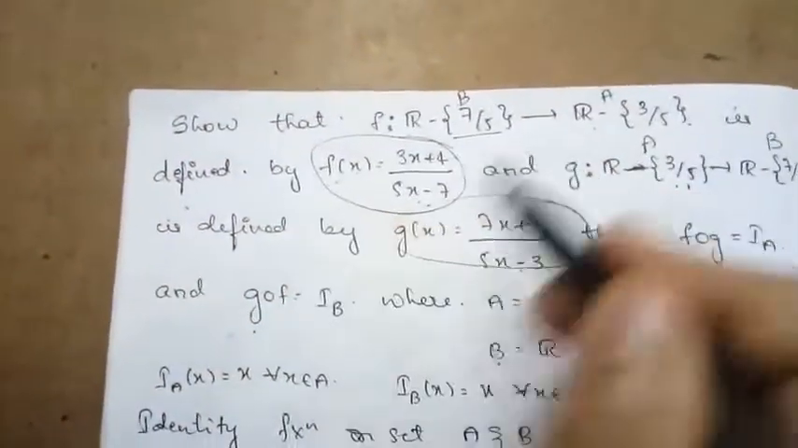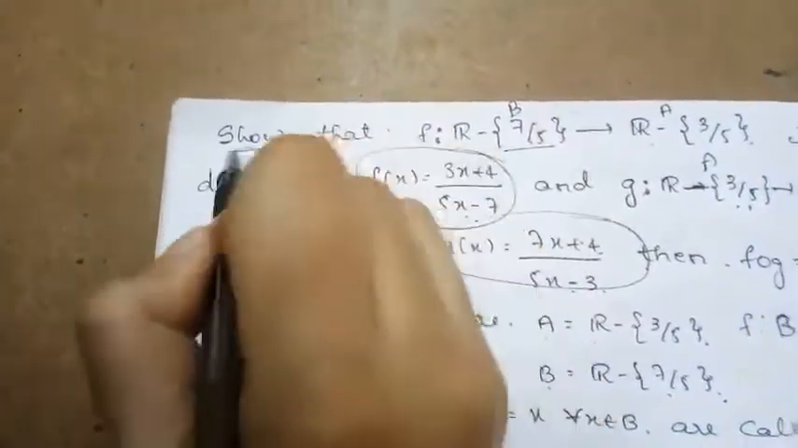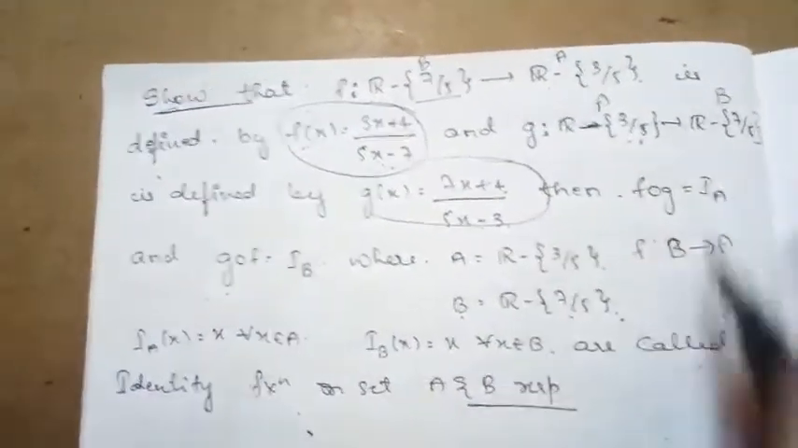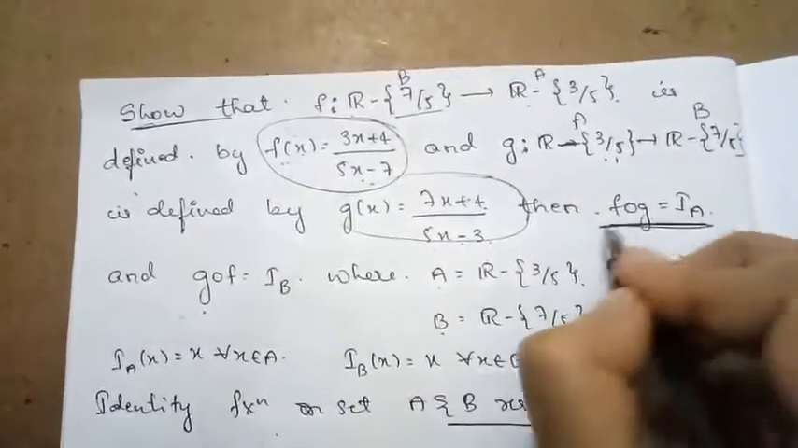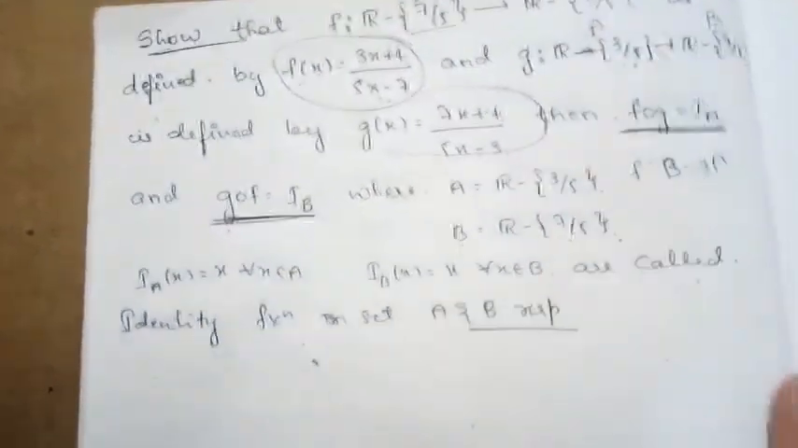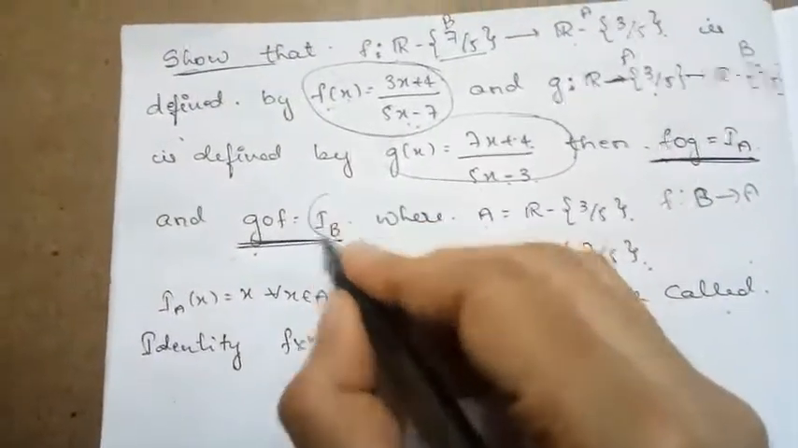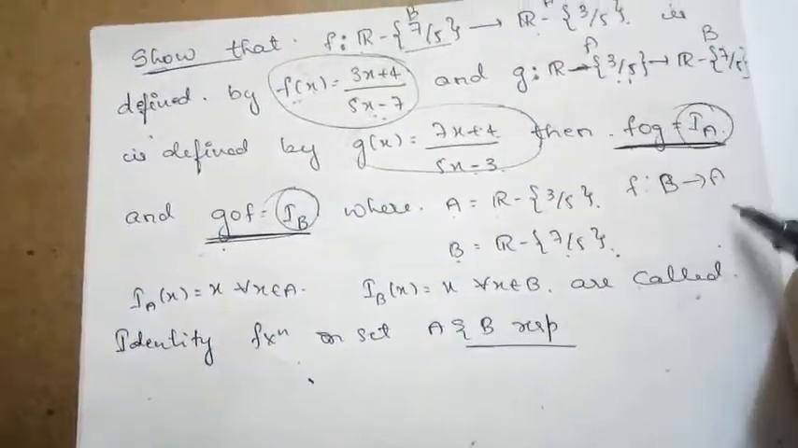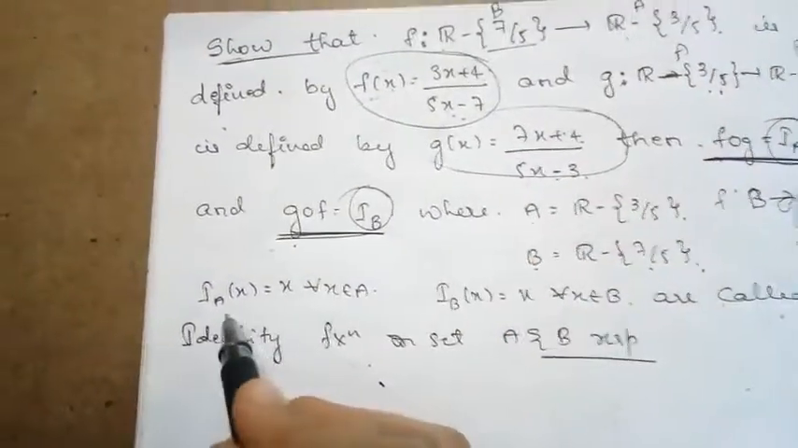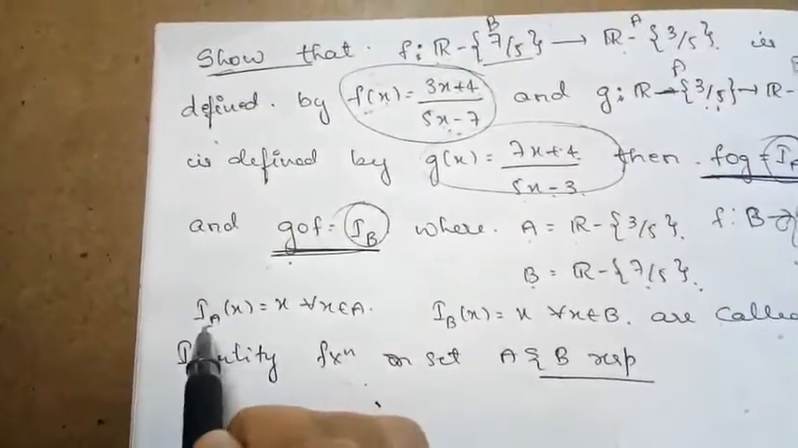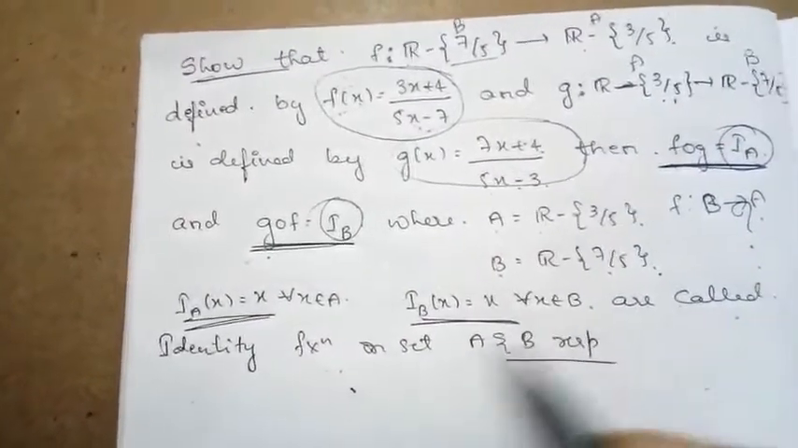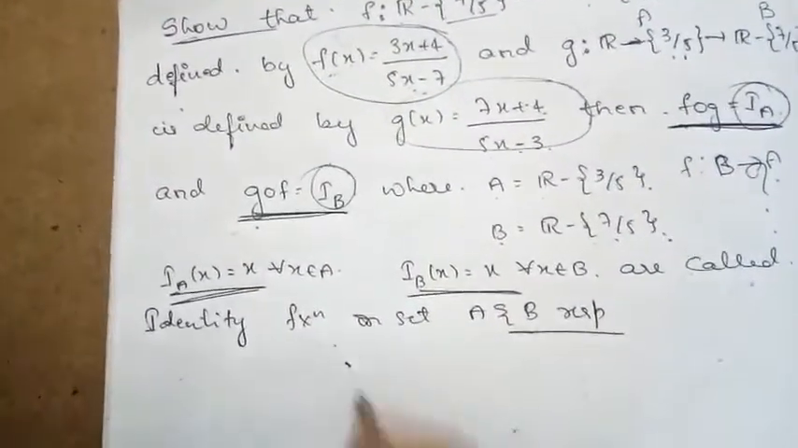So what we need to show in this question is that fog is equal to IA and gof is equal to IB. Looking into IA and IB, the question arises: what are IA and IB? In the question itself, they have defined IA of x is equal to x and IB of x is equal to x, which is called the identity function.